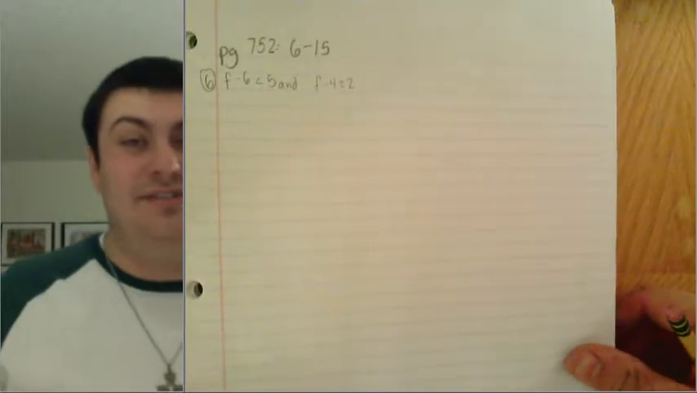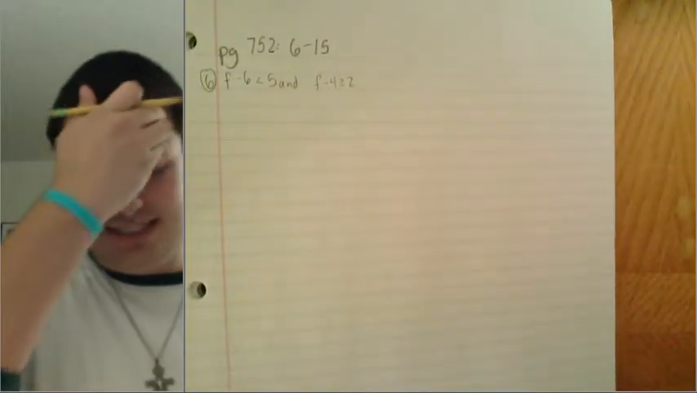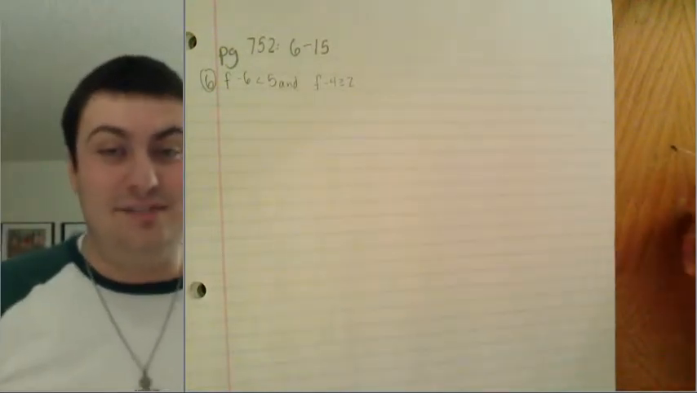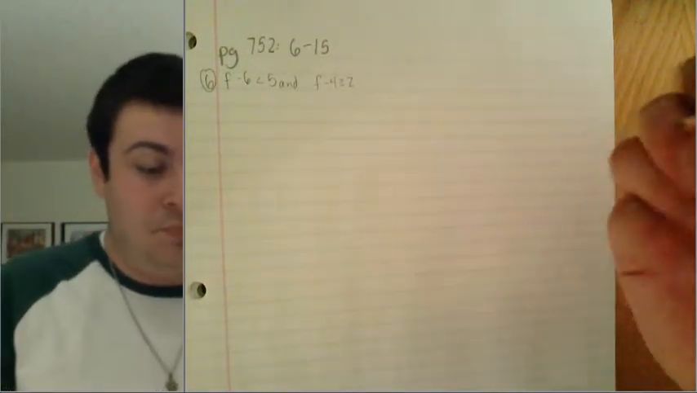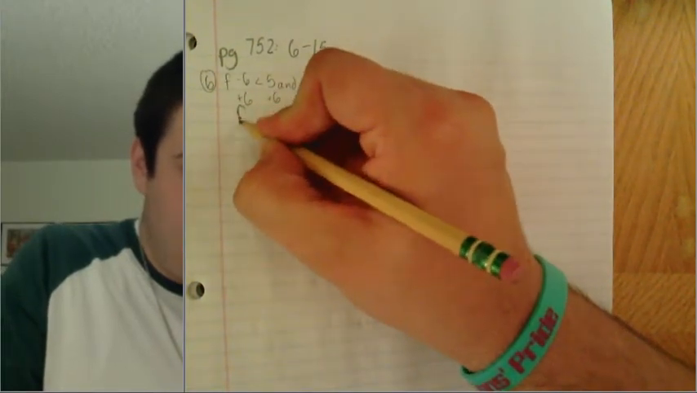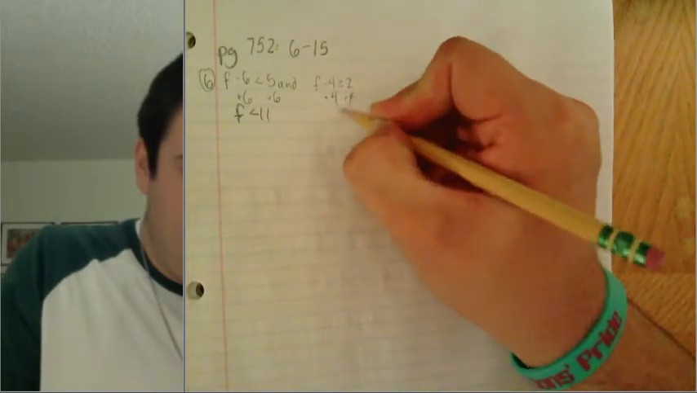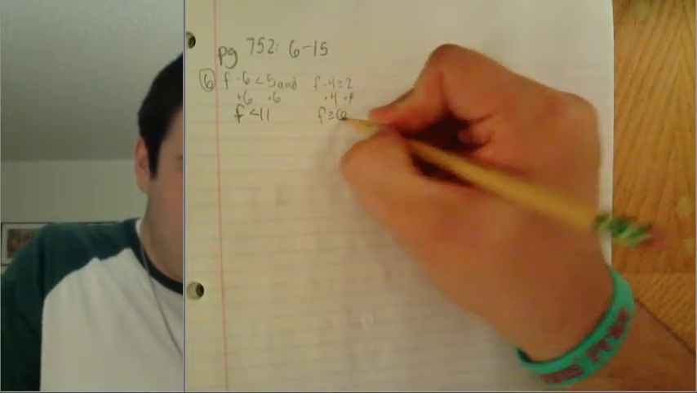For our practice for tomorrow, we're on page 752, numbers 6 through 15. Number 6 says f minus 6 is less than 5, and f minus 4 is greater than or equal to 2. So I'm going to go and solve both. So we add 6, so f is less than 11. I'm going to add 4, and f is greater than or equal to 6.